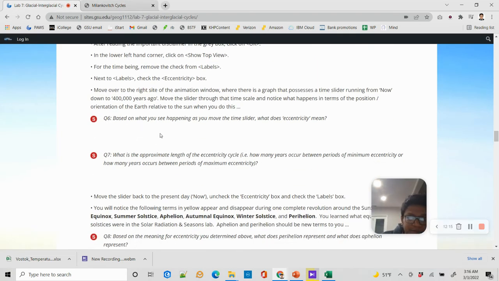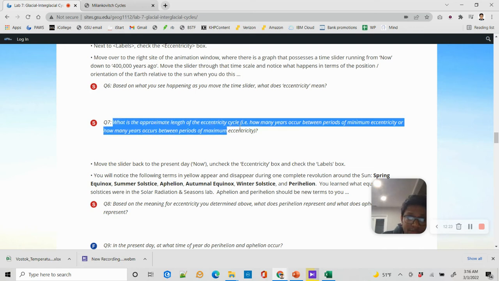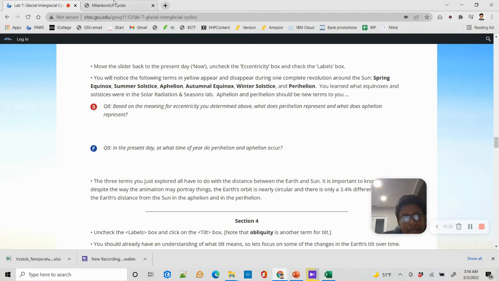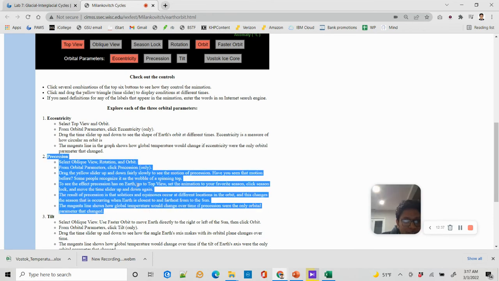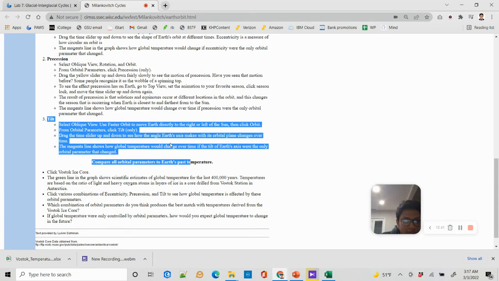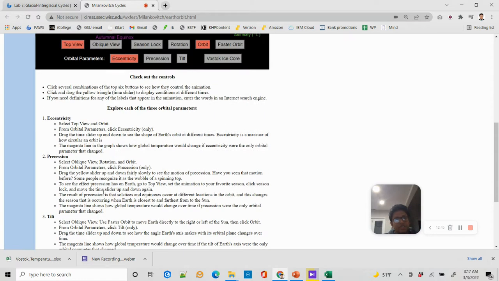So this is eccentricity and this is the eccentricity cycle. Just answer the question on the cycle. I already talked about these as well in the presentation. Then again play with the precession tool. The instruction is there. Then play again with tilt, then compare all these things, and follow the instructions.